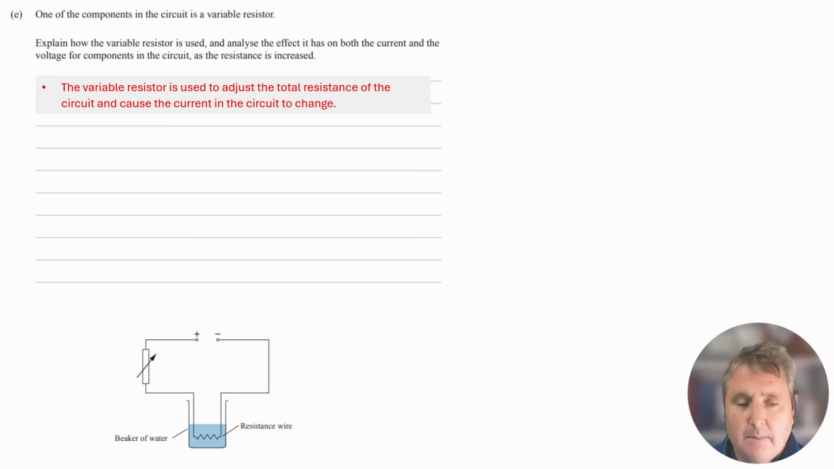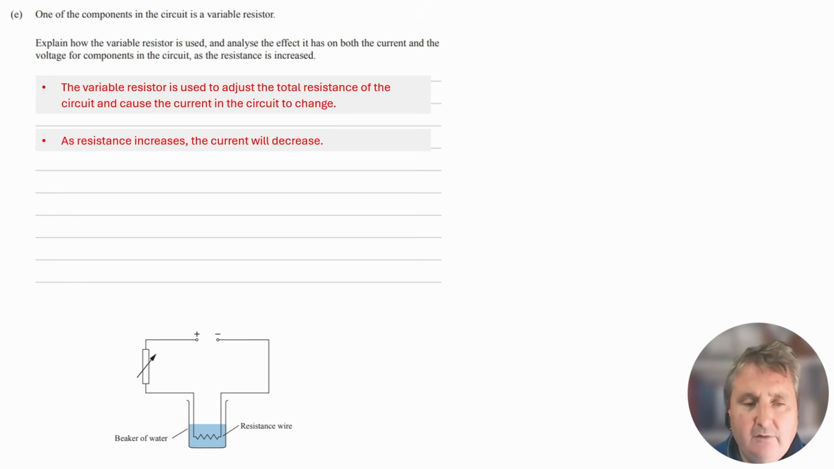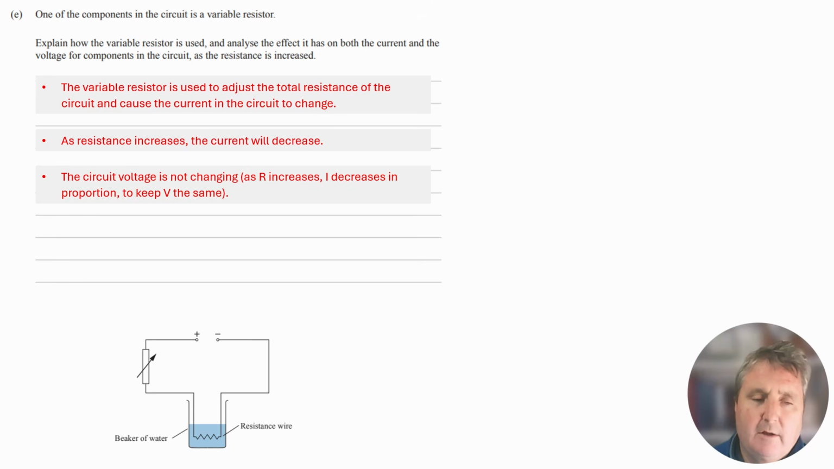Okay, so remember, if we increase the resistance, we decrease the current. We reduce the resistance, we increase the current. As the resistance increases, the current will decrease. The circuit voltage is not changing. And remember, we can also state here that if we increase the resistance on the resistor here, it gets a larger proportion of the voltage.